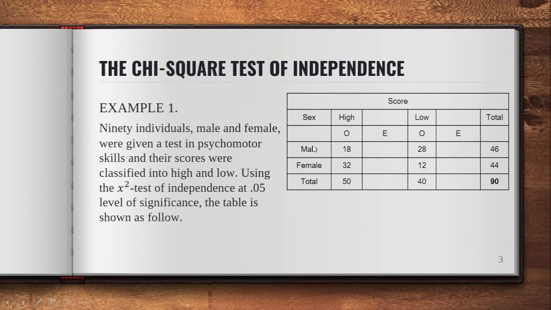So, here it is. So we have sex, male and female. In male, high, we have 18 observed frequency, and in female, the high observed frequency, we have 32. The expected frequency we will answer in the next slides. In low, we have 28 in male and in female we have 12.